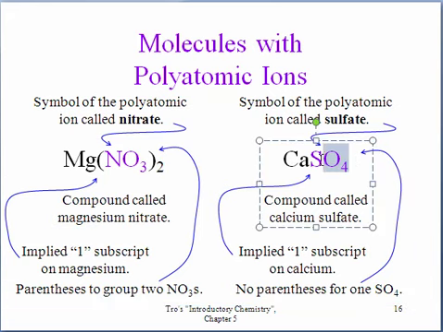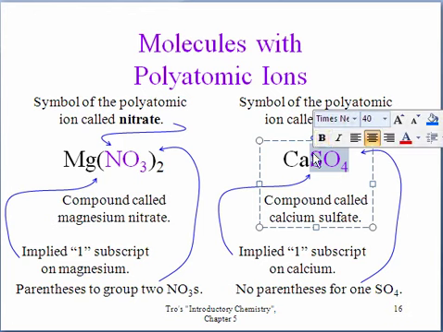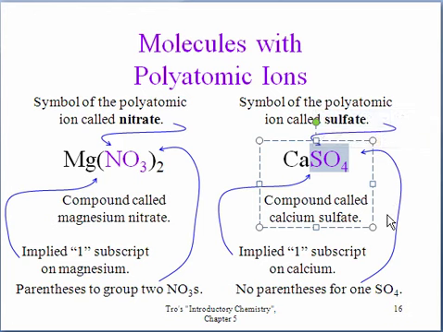Here, we have another polyatomic ion, known as sulfate. Sulfate always is SO4, 1 sulfur and 4 oxygen. And as I said, you'll soon be able to recognize these polyatomic ions. There's not more than 1 in this formula, so no parentheses are needed.